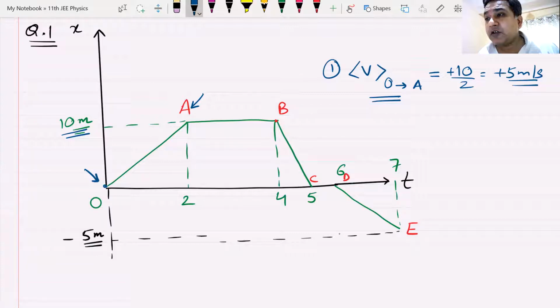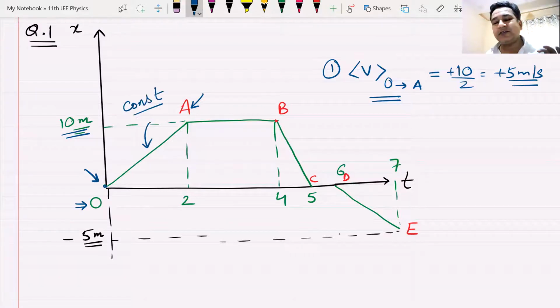Now, one more question. Same diagram, we cover everything. This is the question that came in your JEE Mains. Is the velocity from O to A constant or variable? O is the origin, so from O to A, is it constant or variable? What is the velocity? It would be somewhere in between. Can anyone give me the velocity at 1 second?